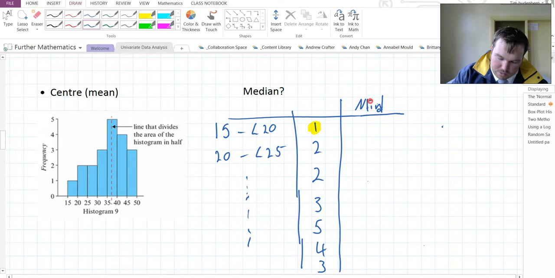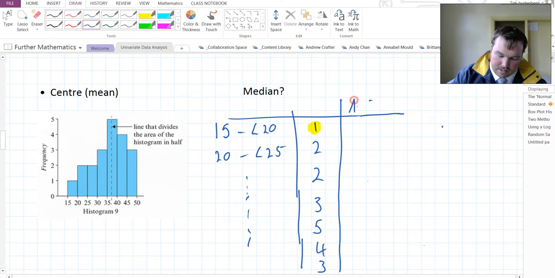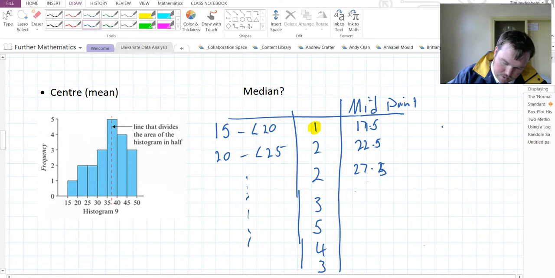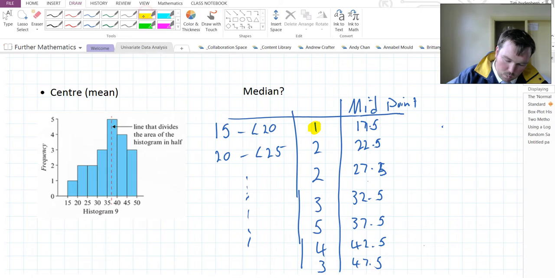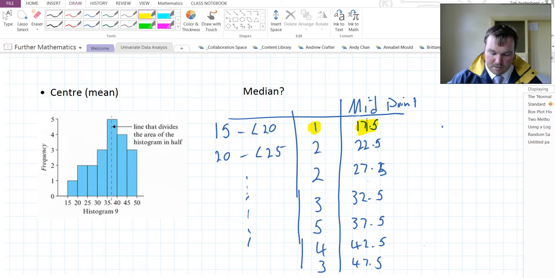And on average, we say, well, we can't see it. If we can't see exactly what it is, let's pretend they fall at the midpoint. So the midpoint of that is 17.5. Next one up is 22.5, 27.5, 32.5, 37.5, 42.5, 47.5. So what we're saying is that one person scored 17.5. It's probably a lie, but on average it's the best we can do by looking at the histogram.